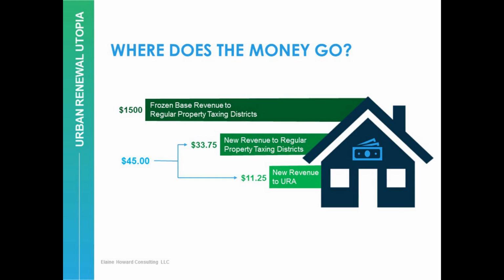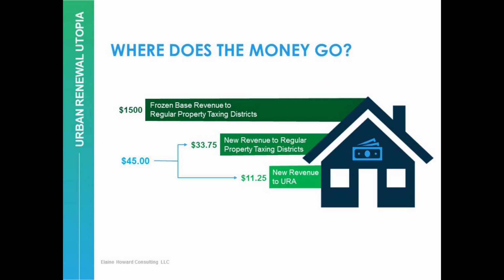If the revenues are collected citywide, what would the property tax bill look like for the properties in our illustration? Each property would continue to pay $1,500 attributed to the frozen base of the urban renewal area. Each property also has $45 in new property tax revenue. The new revenue is split into $33.75 of revenue collected by the regular taxing districts and $11.25 collected by the Urban Renewal Agency.